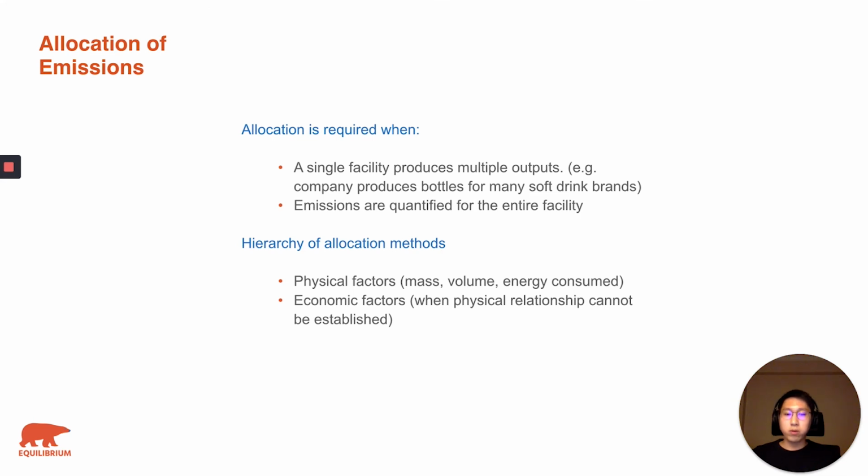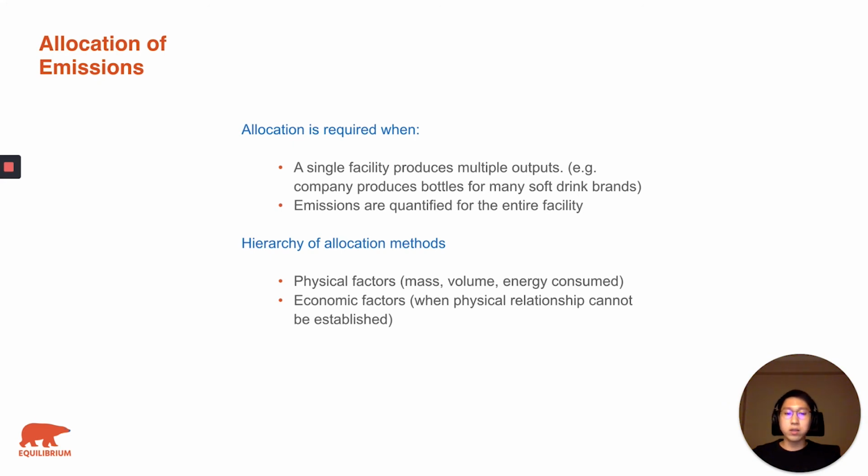Finally, an important consideration when calculating emissions might be the allocation of emissions. The need to allocate emissions arises when a single facility produces multiple outputs, like a company that operates a factory that produces bottles for many soft drink brands. A reporting company which sources their bottles from this company would require to allocate their emissions, unless emissions specific to the bottles ordered by the reporting company can be provided.